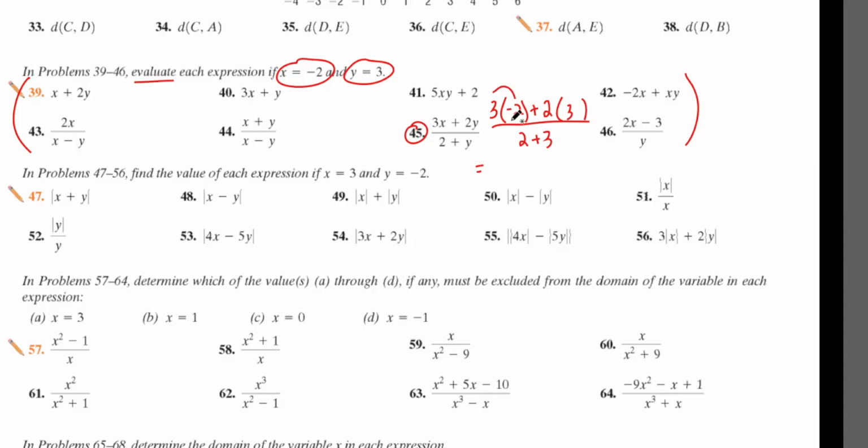So I go to this one right here. 3 times -2 is -6. And then I'm going to go plus 2 times 3, which is 6, over 2 plus 3, which is 5. What is -6 plus 6? 0. 0 over 5 is 0. So that's the answer to 45. We okay? Just simple substitution. It is pretty easy.